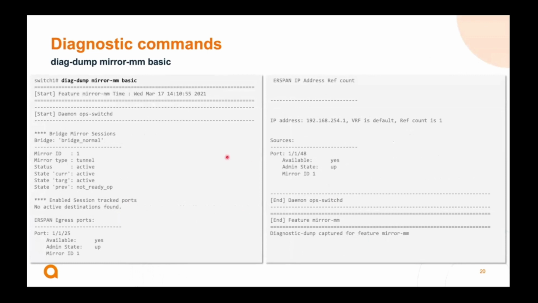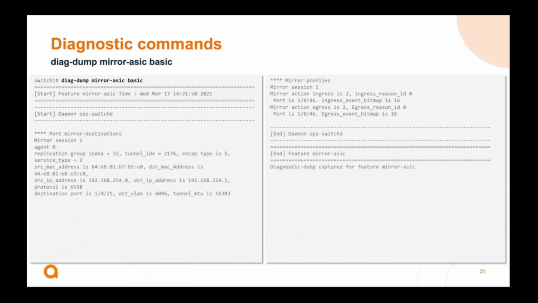Diagnostic commands, there are two. You have diagnostic dump for mirror basic, which is basically the software debugging information for mirroring sessions or mirror endpoints on each switch. And then you have diag dump mirror ASIC basic, which is your hardware equivalent. So this is the actual information that's being used to program the ASIC for any mirror sessions or endpoints configured on your switch.